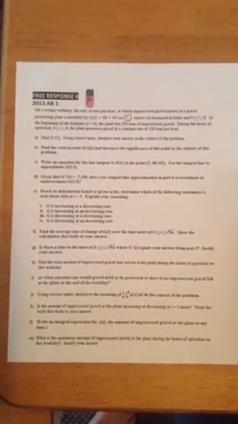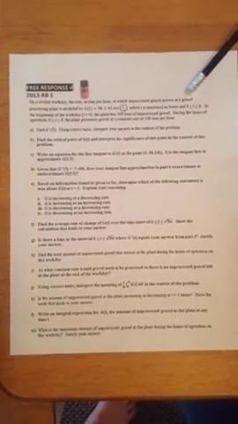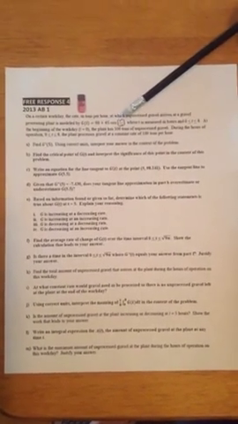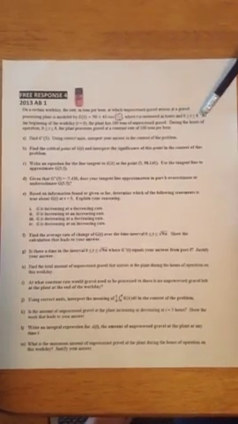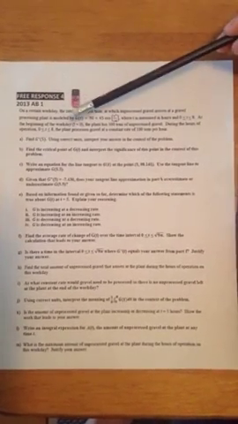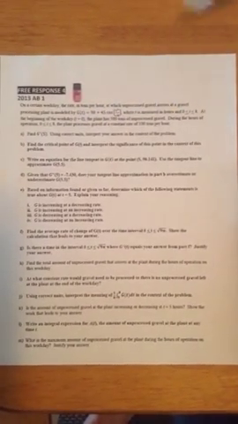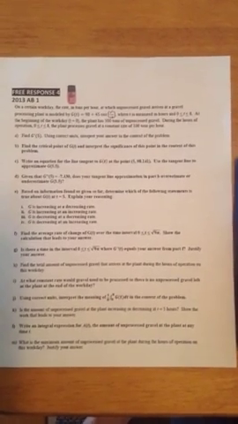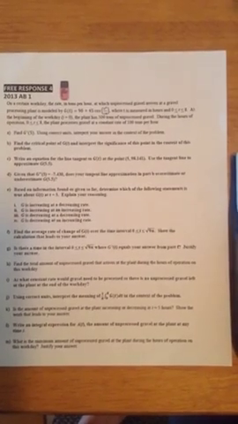The question gives us that on a certain workday, the rate in tons per hour at which unprocessed gravel arrives at a gravel processing plant is modeled by G(t) = 90 + 45 cos(t²), where t is measured in hours, 0 ≤ t ≤ 8. At the beginning of the workday, t = 0, the plant has 500 tons of unprocessed gravel. During the hours of operation, 0 ≤ t ≤ 8, the plant processes gravel at a constant rate of 100 tons per hour.